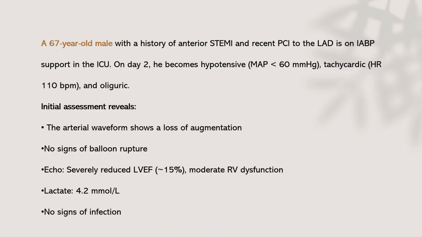The patient is a 67-year-old male with a history of anterior STEMI. He has had a recent PCI to the LAD and is on intra-aortic balloon pump support in the ICU. On day 2, he became hypotensive, with mean arterial blood pressure less than 60 mmHg. He is tachycardic at 110 and oliguric.